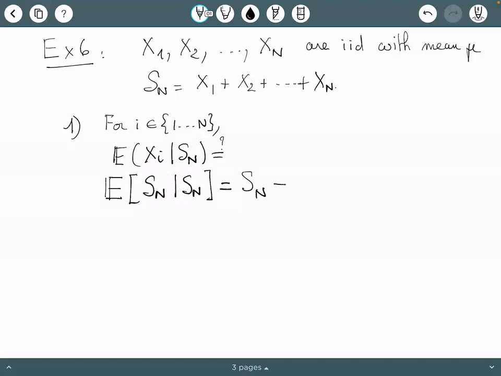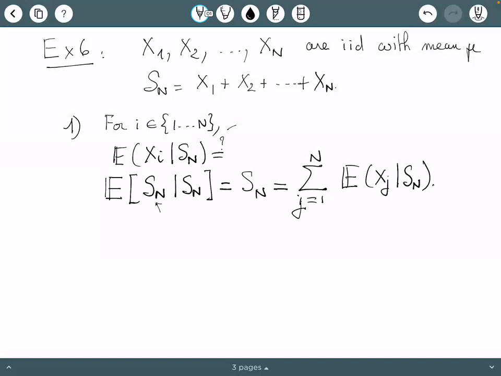Now, by linearity of the conditional expectation, because Sn is a sum, I can replace Sn by the sum, and say that it is the sum over j equal 1 to n, since i is fixed here so I prefer to call it j, of the expectation of xj given Sn.